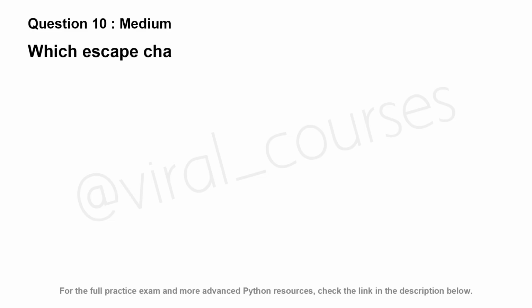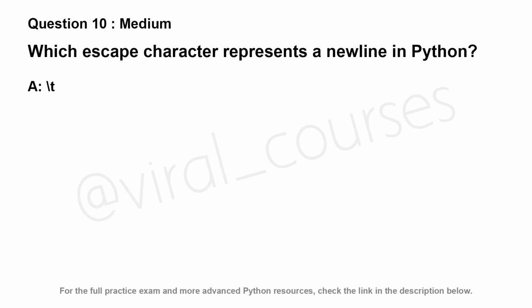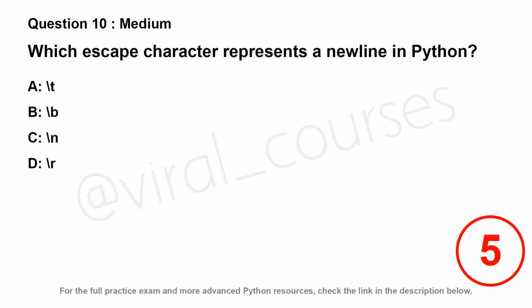Which escape character represents a new line in Python? Option A, \t. Option B, \b. Option C, \n. Option D, \r.